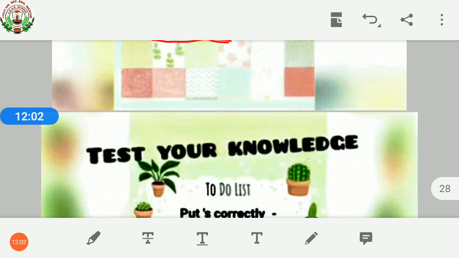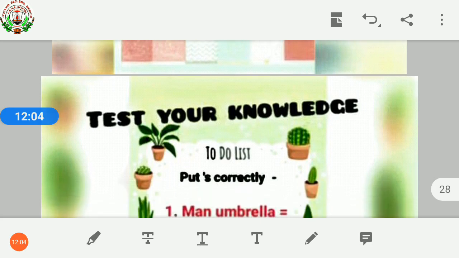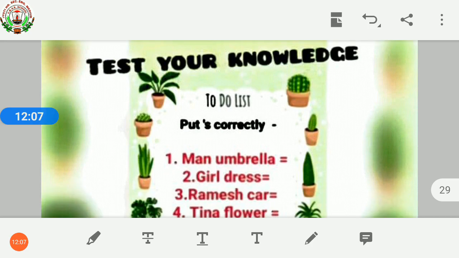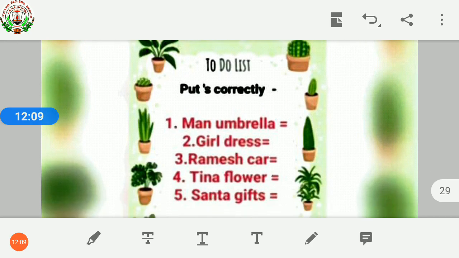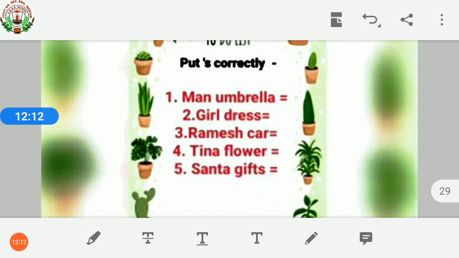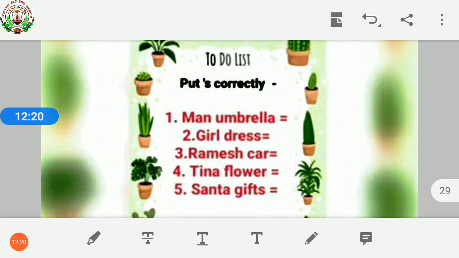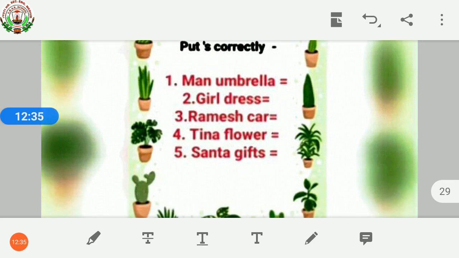So after watching the video, your knowledge is clear and now you can give a small test. So here are some questions for you. What you have to do, you have to put apostrophe S correctly here. So you can test yourself that how much you have understood through this video. First question is man, umbrella. Second, girl, dress. Third, Ramesh, car. 4, Tina, flower. 5, Santa, gifts. So children, this is your homework which you have to do in your English copy.